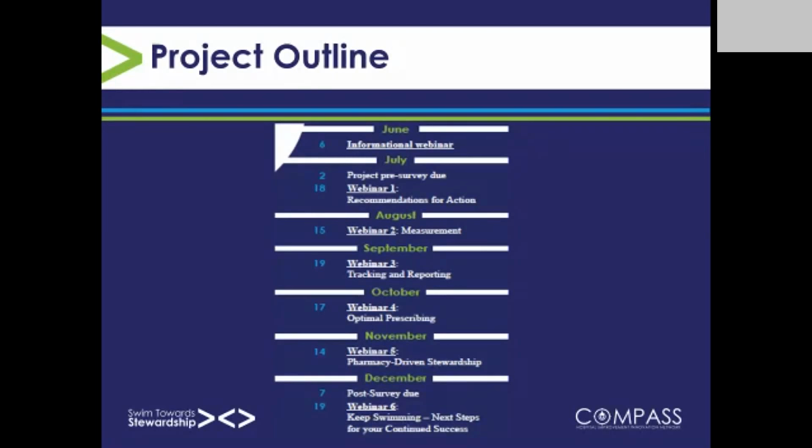I'd like to note that there was a small error in the project outline originally distributed. So on your screen, please do note that webinar 6 is scheduled for December 19th. I believe the original document said the 17th. So I wanted to point that out.